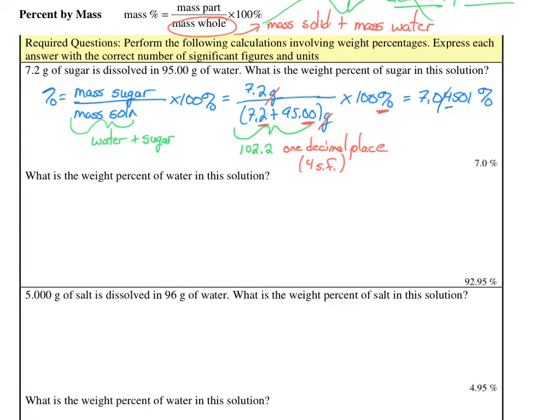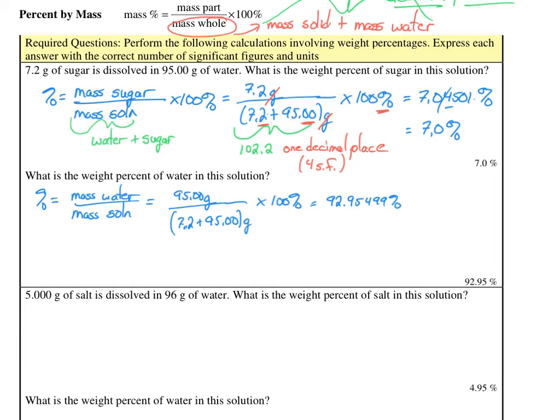This first number to be dropped is less than 5, so we just drop the rest of it. Be careful to include the unit. Our final answer is 7.0%. You get 1 point for the calculator answer, 1 point for the final answer with correct sig figs and units. All right, for this same solution, we're going to calculate the percent water.